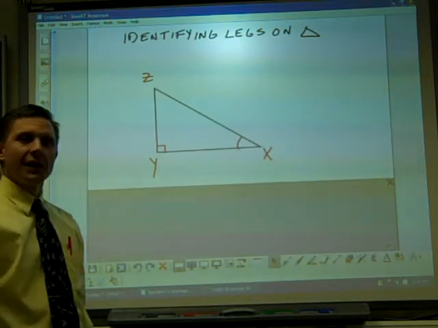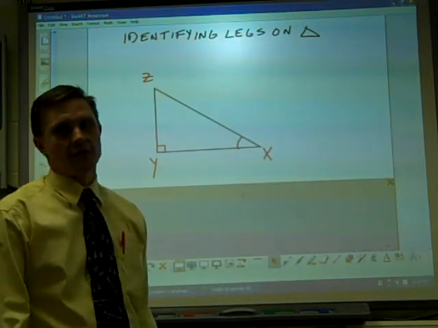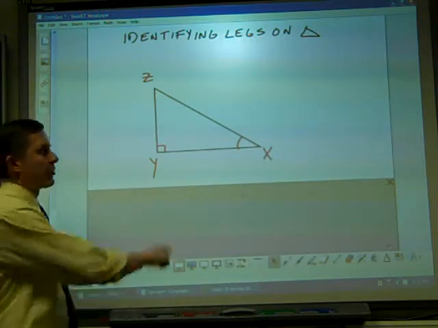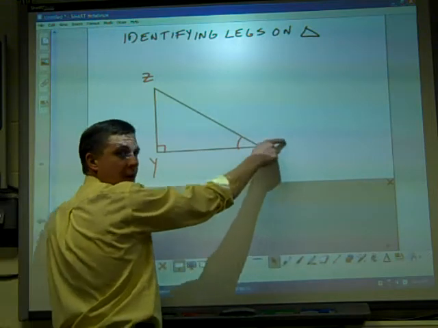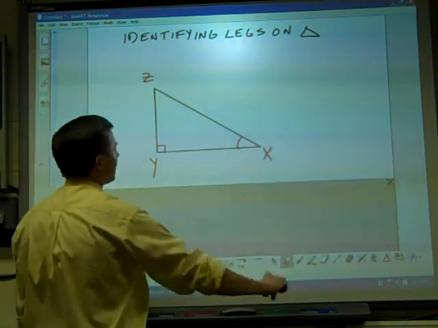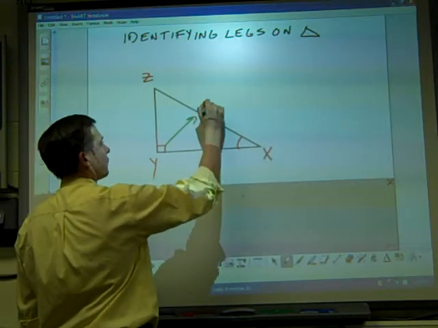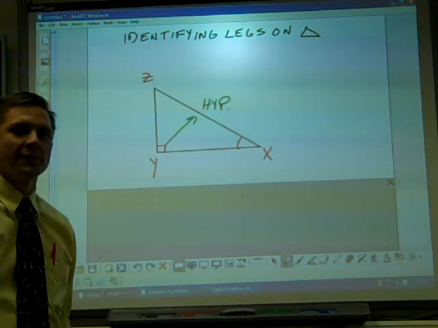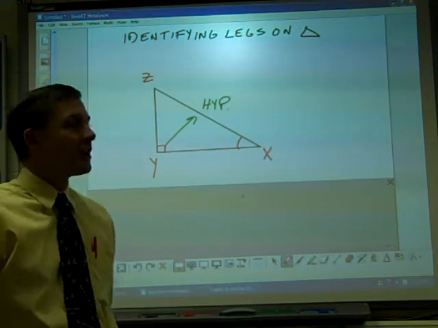But the first thing we've got to do is agree on a pattern to identify triangles. When we look at a right triangle, the one thing we know is there are two legs and the hypotenuse. So we can always quickly identify the hypotenuse. It is always across from the 90. If I use the abbreviation HYP, that's the hypotenuse.